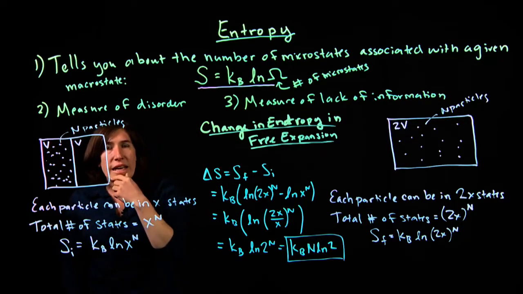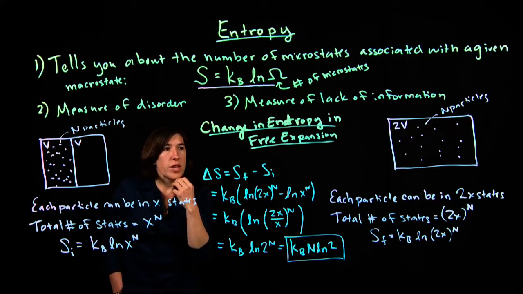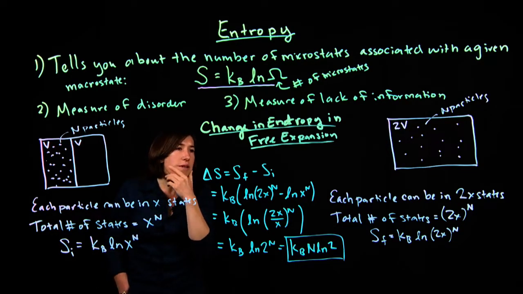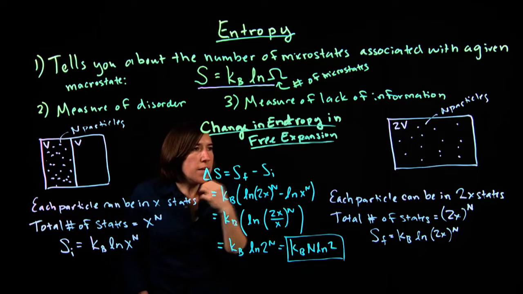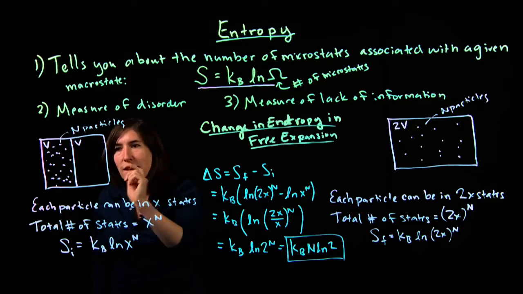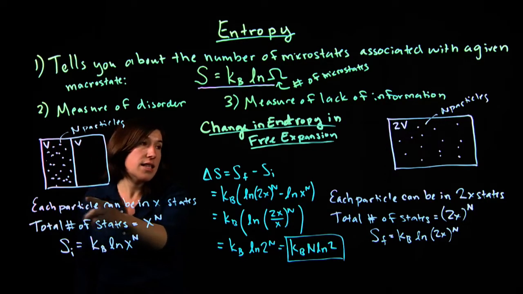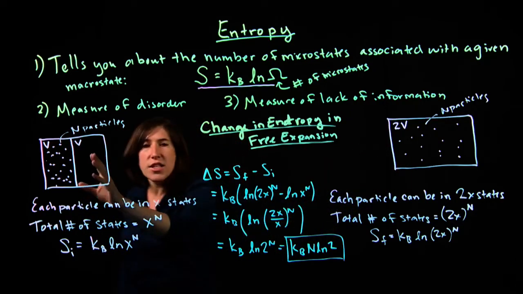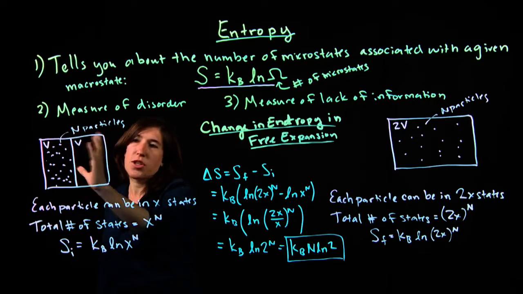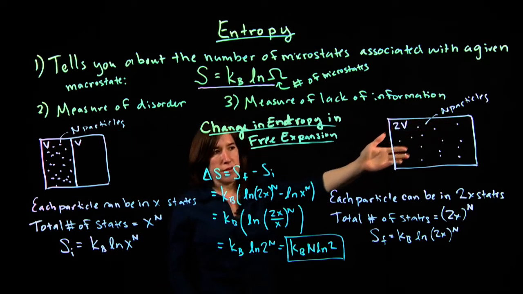So the second one is that it tells you about the measure of disorder. And this is always sort of a vague thing to think about. But in a sense, what I mean by disorder, maybe you can see now, is that this state is said to have less disorder than this state. This is sort of ordered, right? Everything is pushed to one side. There's some order here, whereas here, everything's all over the place, right?